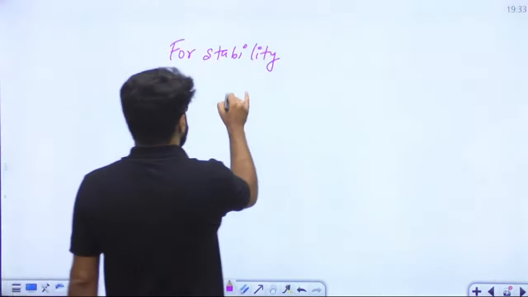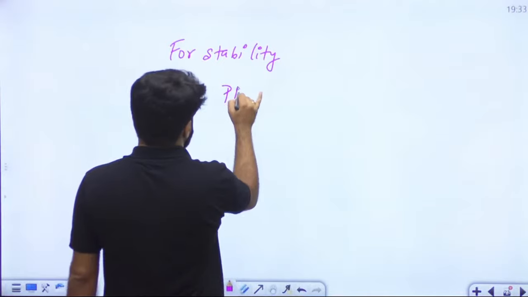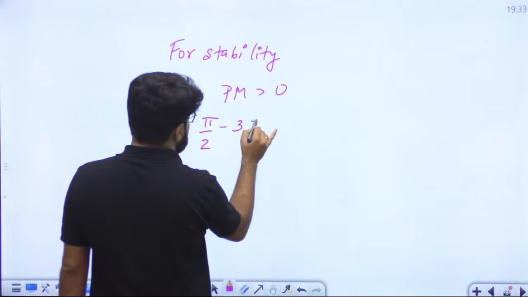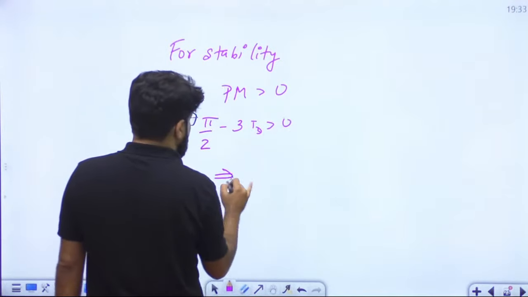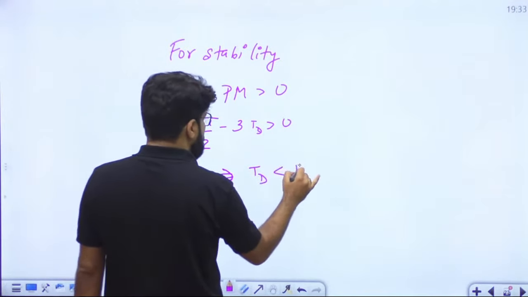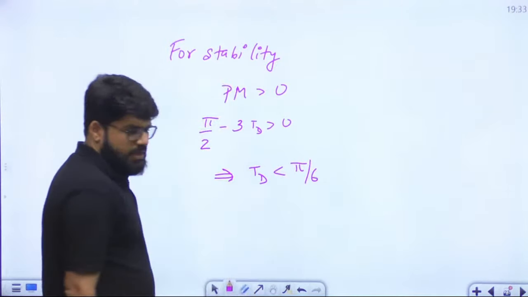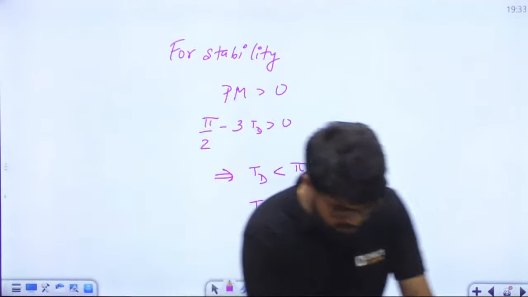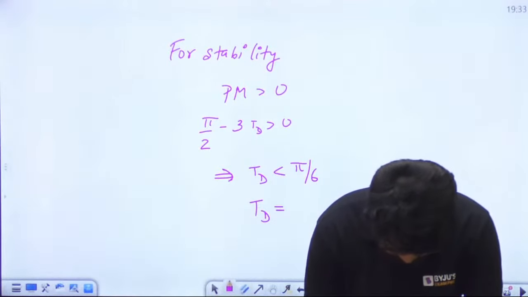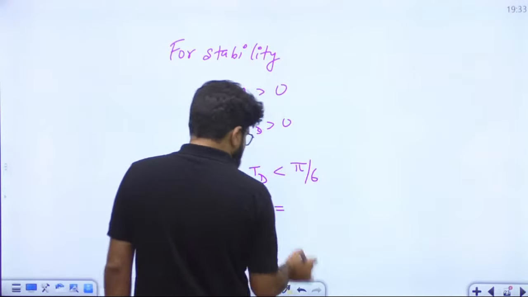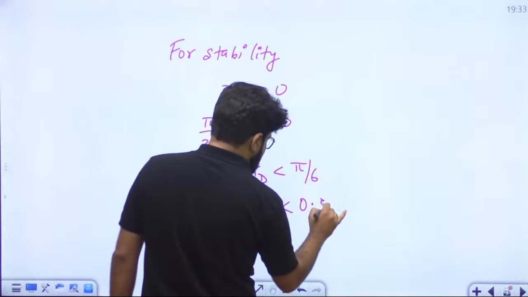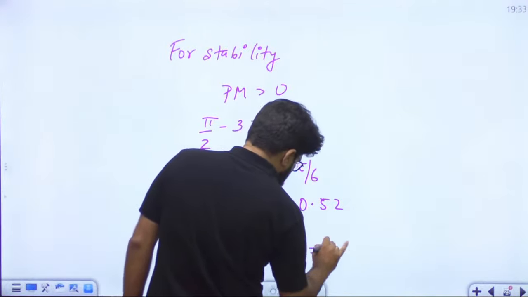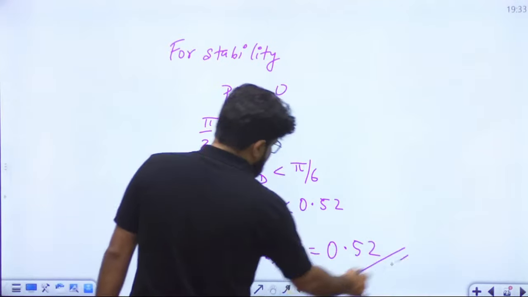For stability, we need that phase margin should be positive. That means pi by 2 minus 3Td should be positive. That means 3Td less than pi by 2, so Td less than pi by 6. That means it should be nearly 0.52. Td less than 0.52. So what is the worst case maximum value? We'll take 0.52. What is the maximum value for Td?